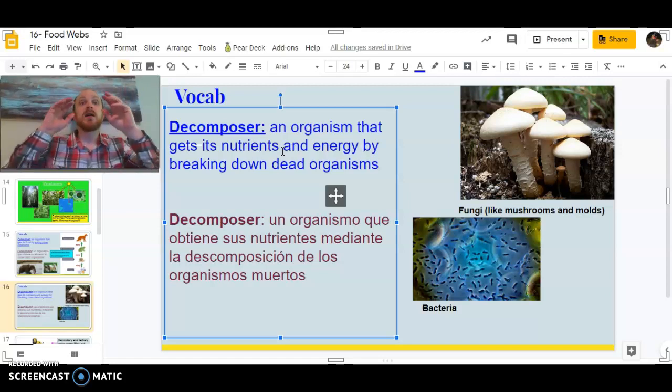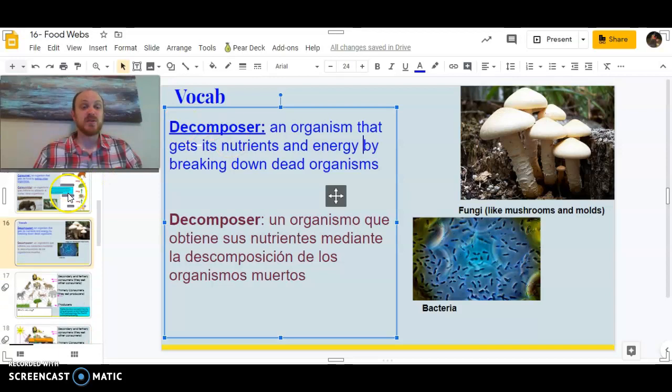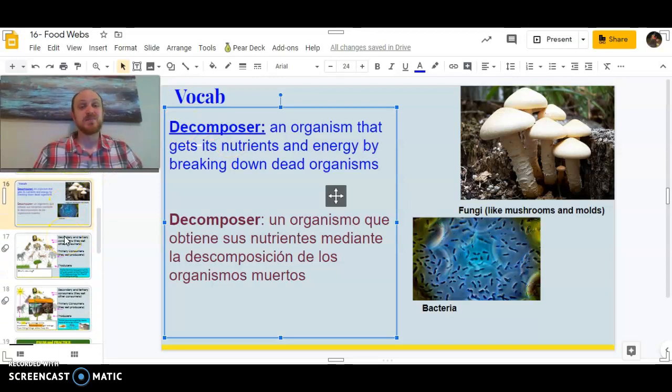So when an animal dies, it doesn't stay there forever. The energy in the molecules of the dead animal, or the dead plant, gets decomposed. They actually get broken down by bacteria and fungus, molds, things like that. That's actually what's happening to all that moldy food in the back of your refrigerator. It is being broken down by decomposers, which are probably fungi.